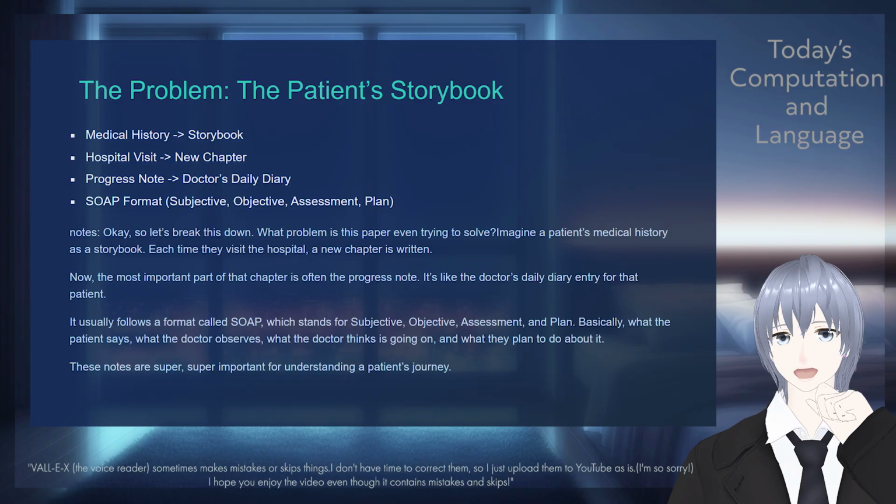What problem is this paper even trying to solve? Imagine a patient's medical history as a storybook. Each time they visit the hospital, a new chapter is written. Now, the most important part of that chapter is often the progress note. It's like the doctor's daily diary entry for that patient. It usually follows a format called SOAP, which stands for Subjective, Objective, Assessment, and Plan. Basically, what the patient says, what the doctor observes.